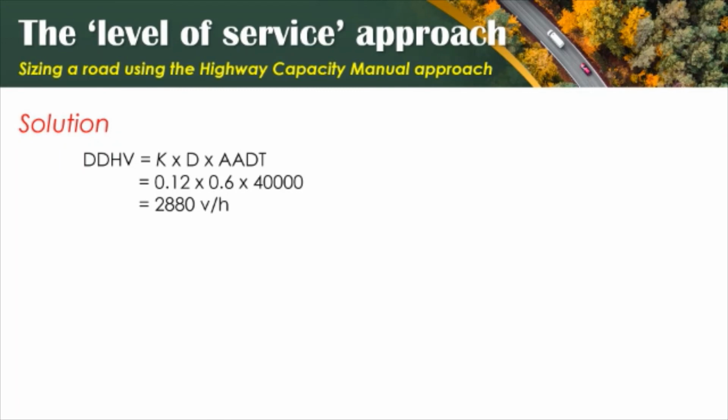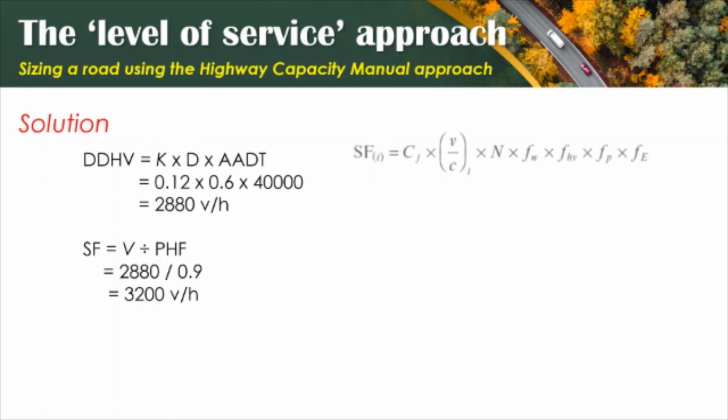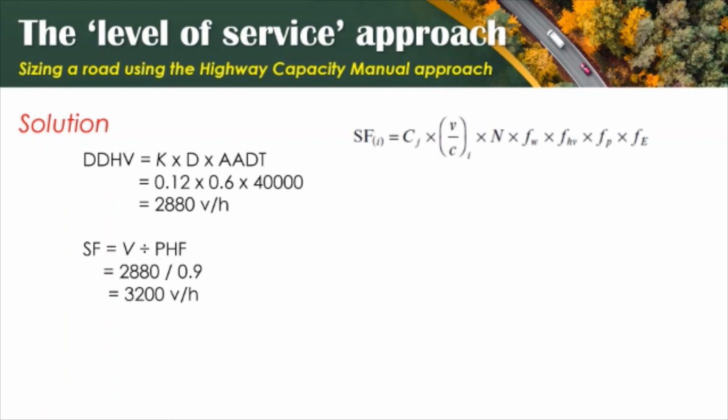So DDHV is equal to 2,880 V per H. We can now calculate the service flow knowing the hourly volume and the peak hour factor as follows. So SF is equal to 3,200 V per H. In order to calculate the required number of lanes, the equation for non-ideal conditions in multi-lane highways can be rearranged as follows.